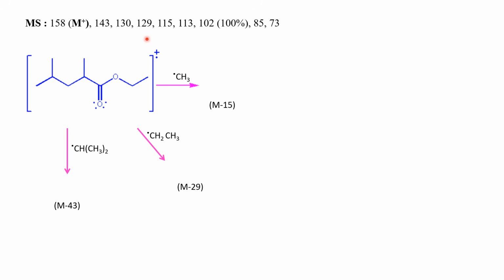Other fragments in the mass spectral data can be shown by cutting an isopropyl radical, methyl radical and ethyl radical, giving the fragments at m/z 143, 129 and 115. Thus, along with the mass spectrum, IR, NMR and 2D NMR data provide the structure of the molecule more precisely.